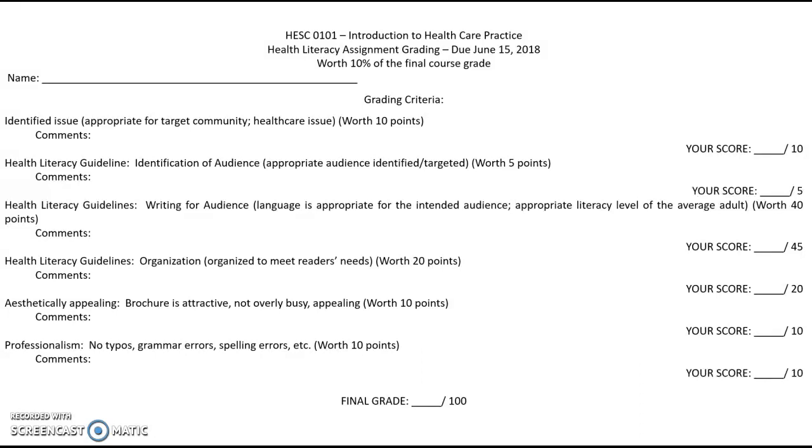This should be very professional, because the idea here is that it would be a brochure that's going out to the public. Let me know if you have any questions.